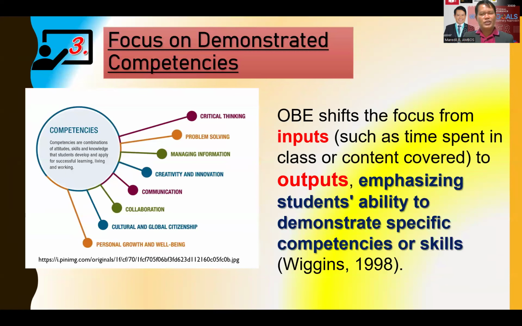The third is the focus on demonstrated competencies. Take note, with the OBE, there is a shift of focus from inputs to outputs. And it emphasizes students' ability to demonstrate specific competencies or skills.